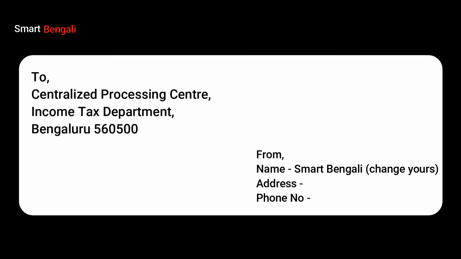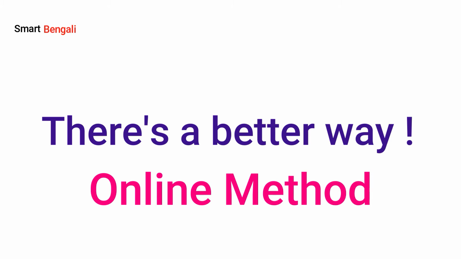Then go to your nearest post office. Don't send it via courier. Just normally send it via post or speed post. Once they receive it at their end, you'll get an SMS for confirmation. After that, it will be verified and it will be processed accordingly. So this was the offline method. But obviously you can see this is quite inconvenient. So there's a better way. We can e-verify it quite easily. Now I'm going to be showing you that process.